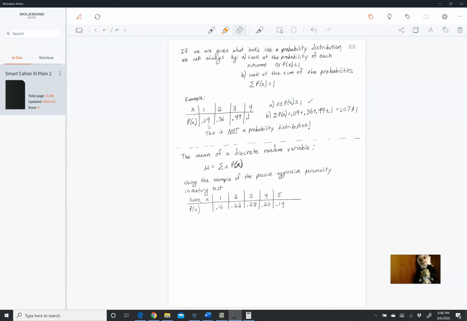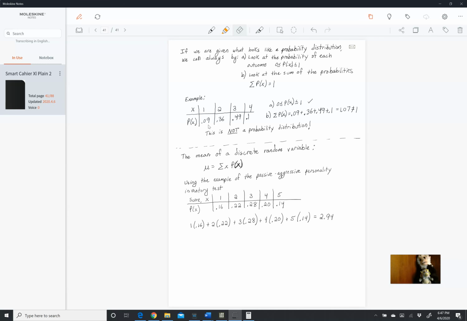Okay, so here's what this means. We take the 1, we multiply it by 0.16. We take the 2 and multiply it by 0.22. The 3, we multiply it by 0.28. The 4, multiply it by 0.20. And the 5, we multiply it by 0.14. Okay, and what we get here is 2.94.